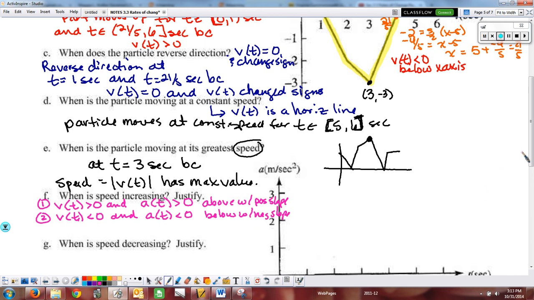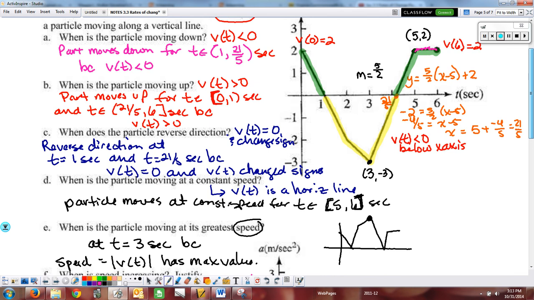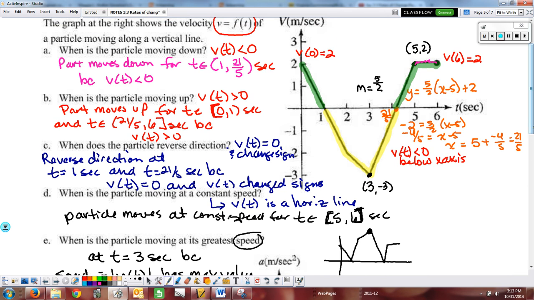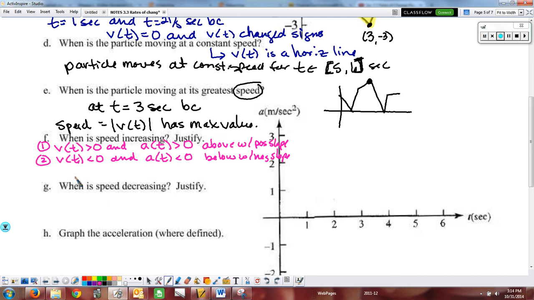So instead of having to graph the speed function, what you can do is you can look here. So I'm looking for above with positive slope. Here's above with positive slope. Okay. Notice I don't want zero slope. I want above with positive slope. So this would be from 21/5 to 5. So we would say t on the interval 21/5 to 5.